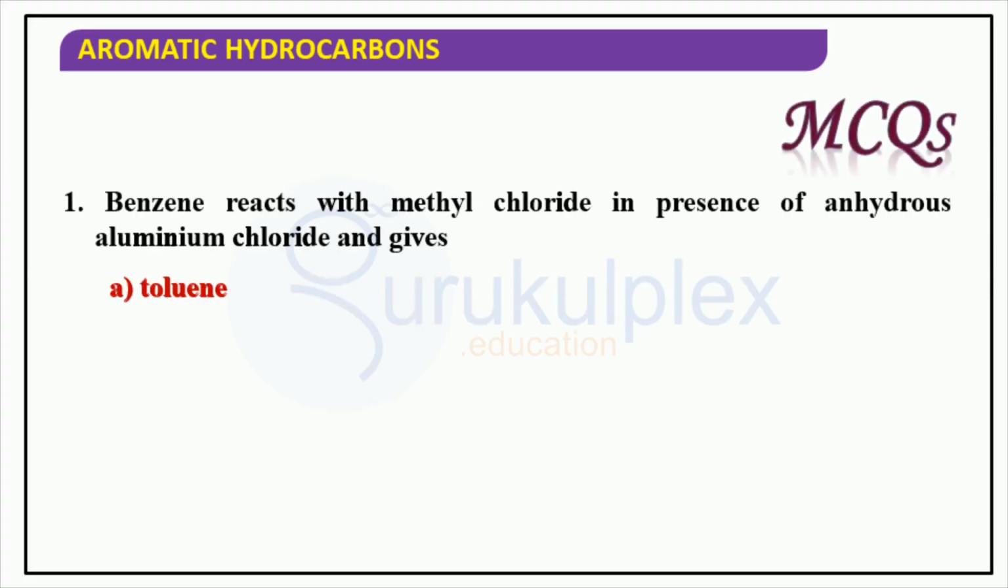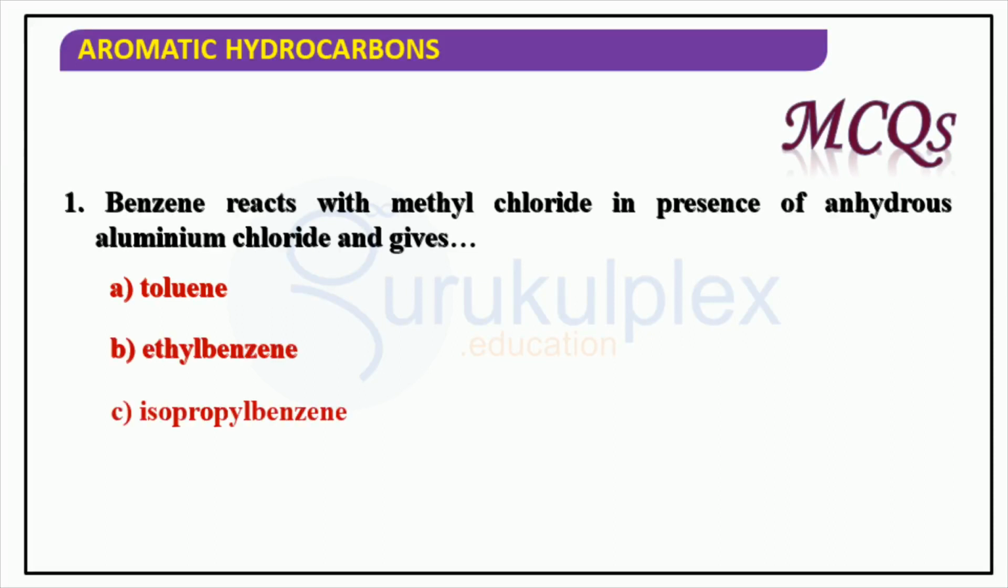When benzene is reacted with methyl chloride in the presence of anhydrous aluminium chloride, the results are toluene, ethylbenzene, isopropylbenzene, and chlorobenzene. This is an example of an organic reaction, which produces a variety of different hydrocarbons.